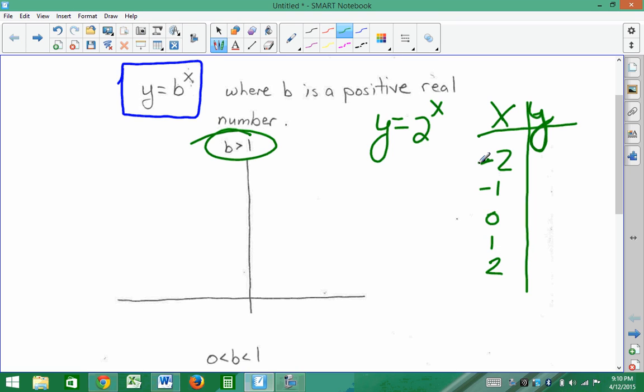The easiest one to plug in actually is 0. If we put 0 in, we would end up with 2 to the 0. And hopefully we remember from our laws of exponents that anything to the 0 is 1. So we're plotting the point 0, 1. We plug in 1, we get 2 to the 1, or 2. So we plot the point 1, 2. We plug in 2, we get 2 squared, which is 4.